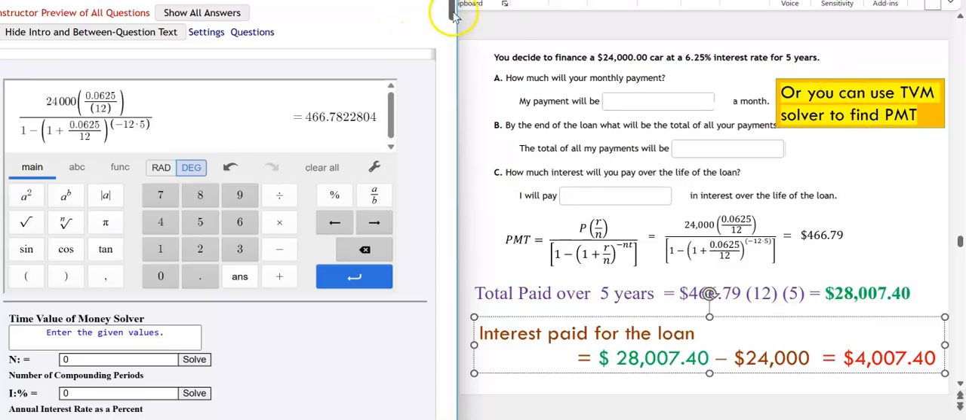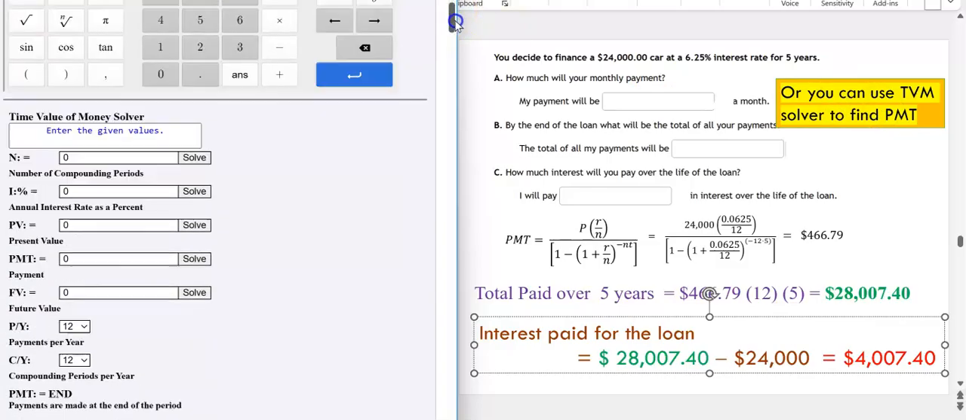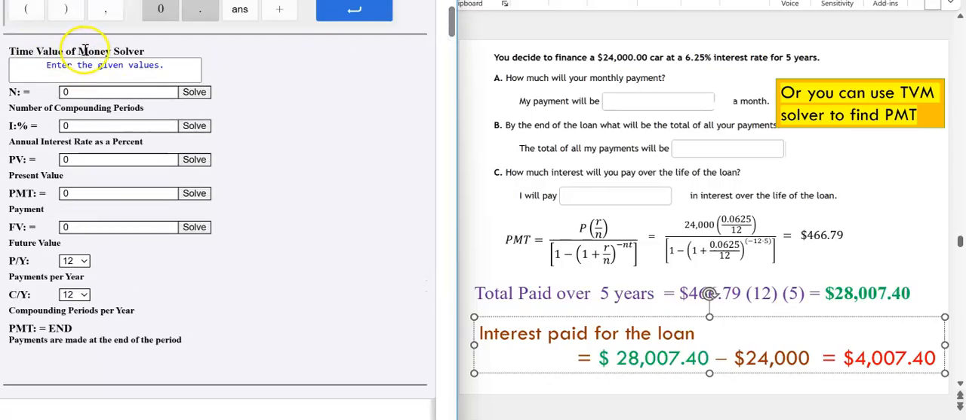But we can also solve for the monthly payment using the TVM solver, the time value of money solver. To use this calculator, you have to put in the right variable values. Lowercase n is uppercase N times t, the number of payments. Here N is 12 and t is 5, and 12 times 5 is 60. So 60 is the N value in this TVM solver calculator.